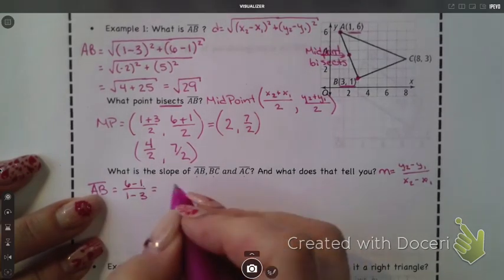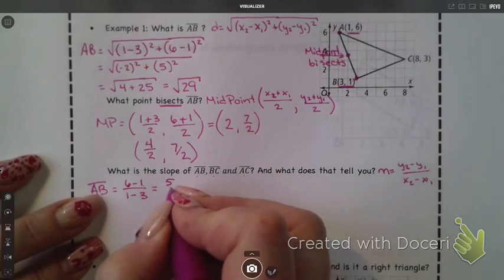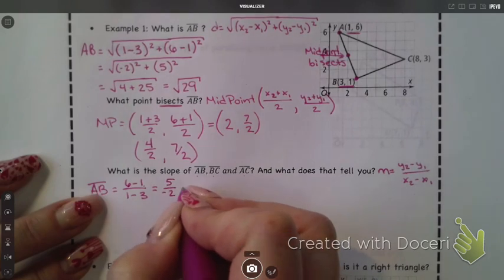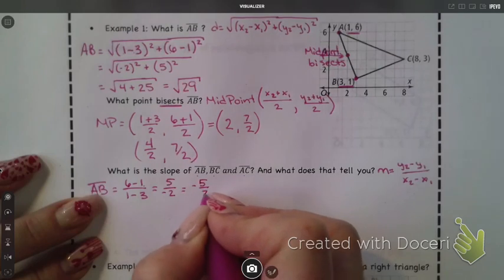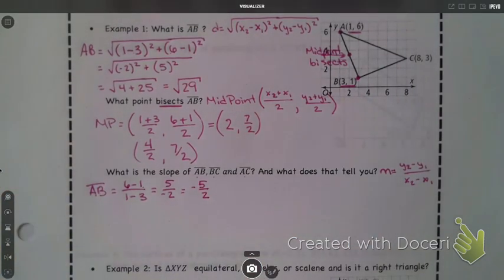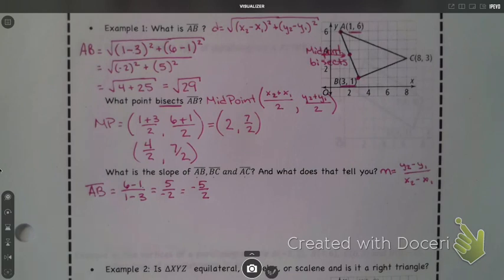So I get 5 over negative 2, or negative 5 halves. It doesn't matter if the negative's with the denominator, but I personally do not like it. It drives me nuts. The negative can be in the numerator or in the denominator, but can it be in both? No, because a negative divided by a negative is a positive, and that would be changing it.